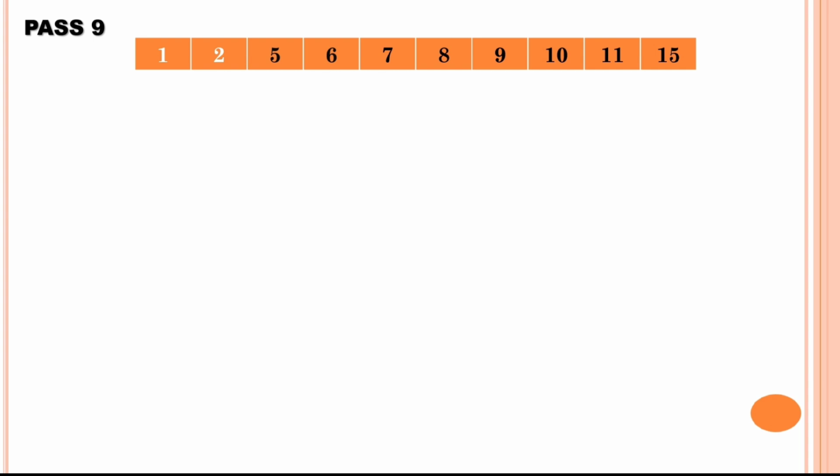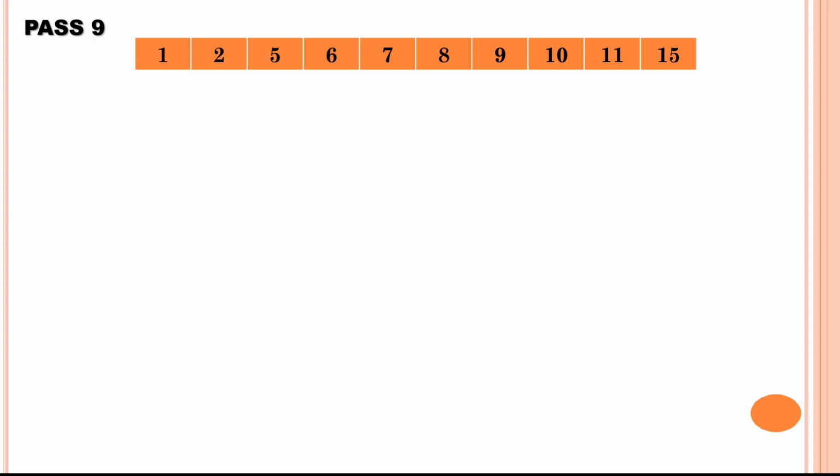As only 2 elements are left for the pass 9, so there will be only one comparison here. As 1 is less than 2, so there will be no swapping. We have completed all the passes for the bubble sort and we have got the list which has been sorted in ascending order.